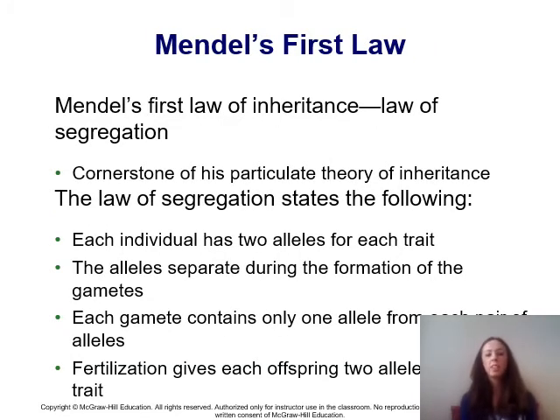Mendel's work with the pea plants allowed him to come up with his first law of genetics, which is the law of segregation. And this is the cornerstone of his particular theory of inheritance, those particulars being the genes themselves. The law of segregation states the following. Each individual has 2 alleles for each trait. The alleles separate during the formation of the gametes. Each gamete contains only 1 allele from the pair of alleles for that trait, and then fertilization gives each offspring 2 alleles for the trait.